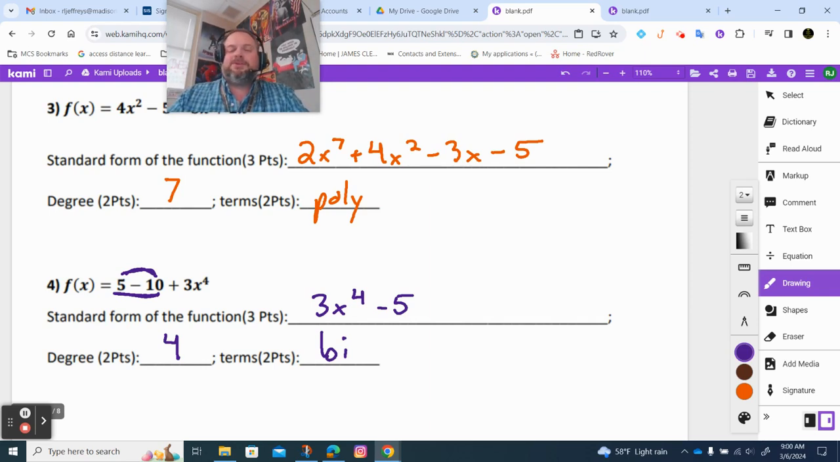I love it. Students are like, hey, what's the answer to this one? I'm like, I don't know. I hadn't done it. If I have, I don't remember. All right.